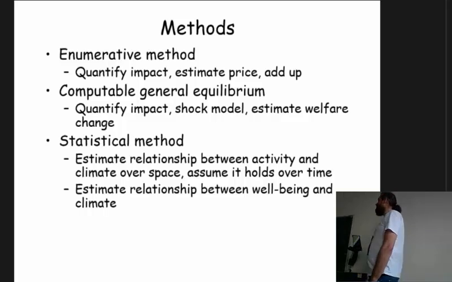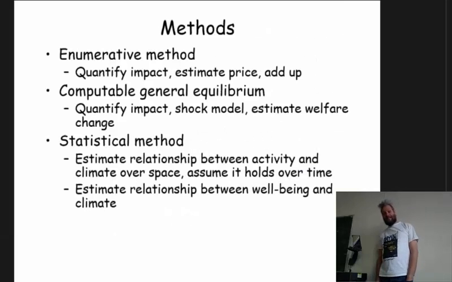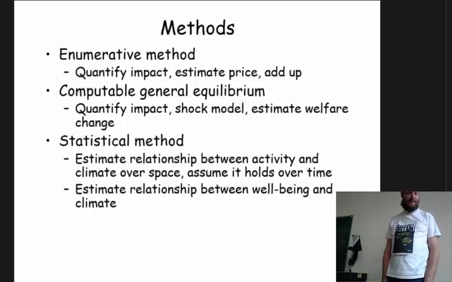A few other studies have directly looked at self-reported well-being and its relationship with climate. They also found that people in warmer climates tend to be happier, everything else held constant. Unless it gets too hot, and then they get less happy again. And this relationship is then also applied over time.